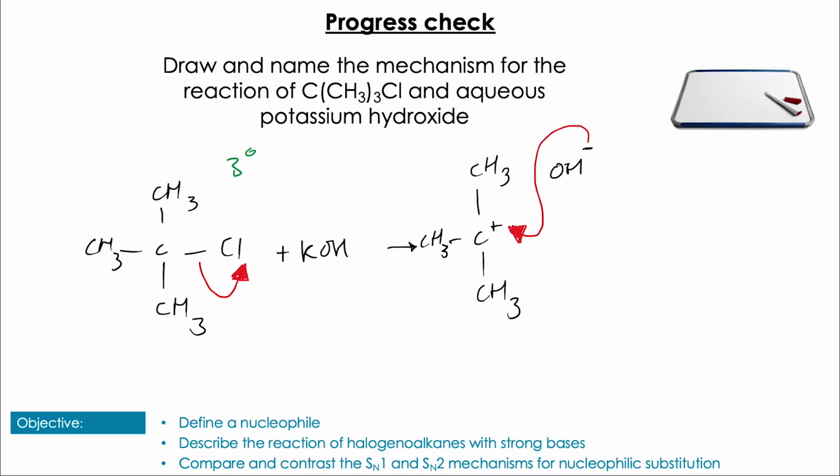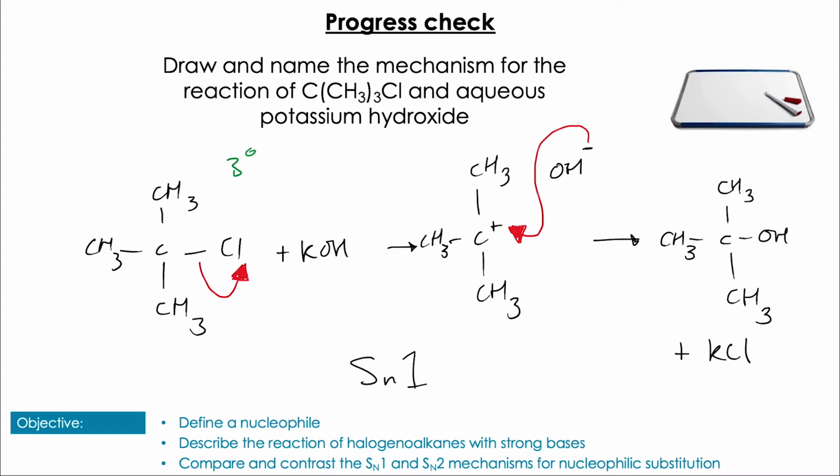This then forms our tertiary alcohol, and of course the salt of the metal from the hydroxide, which in this case is KCl. So this is of course an Sn1 reaction, which we know can occur because of the positive inductive effect of the side groups that are attached to the carbocation.